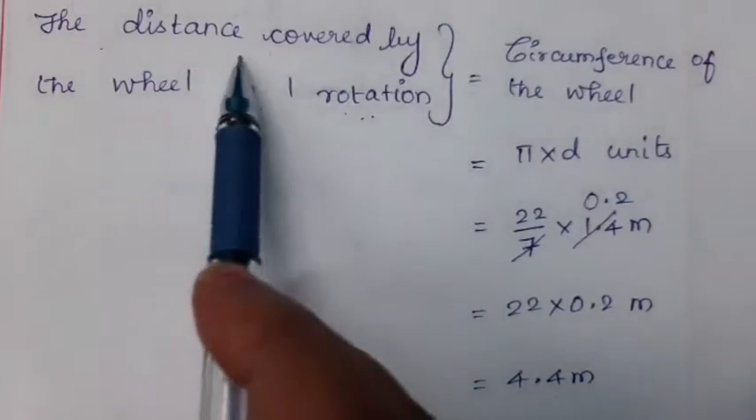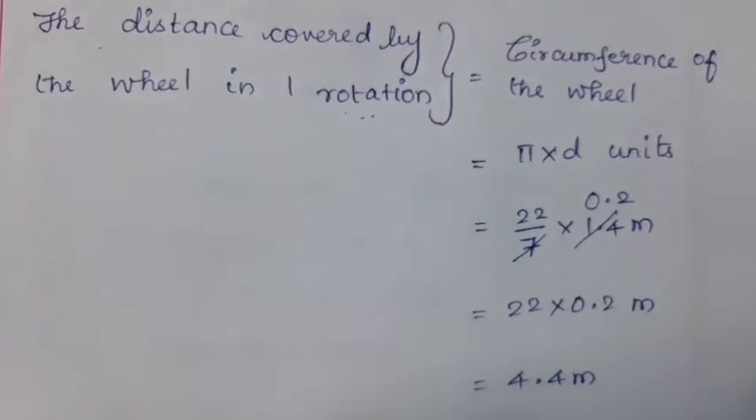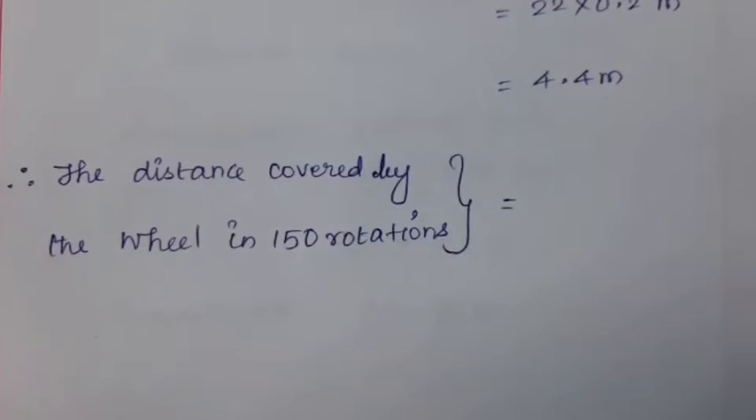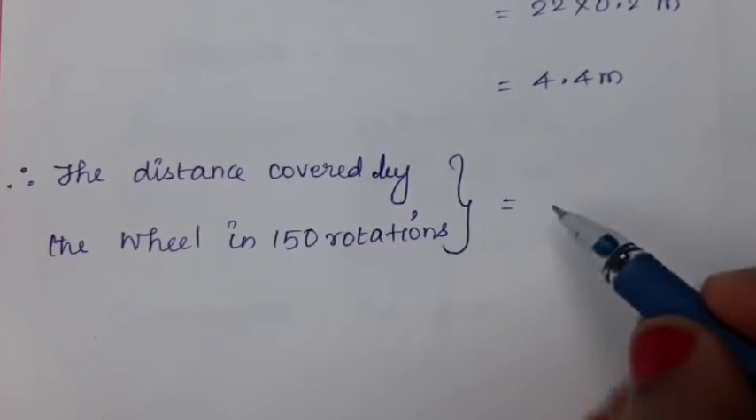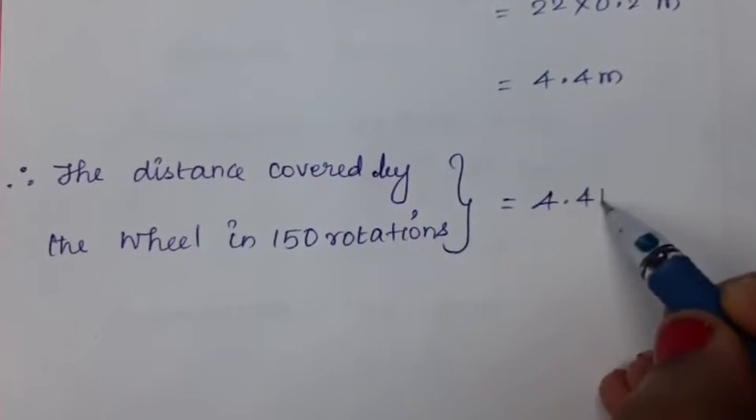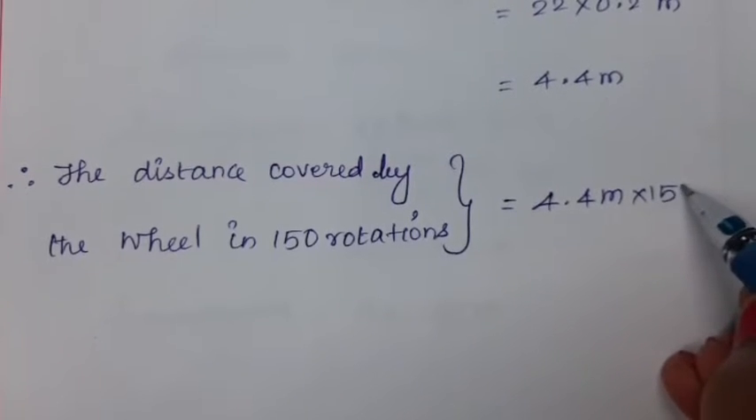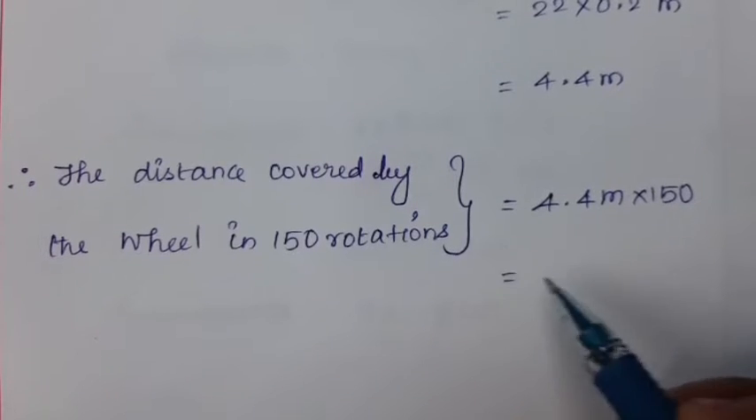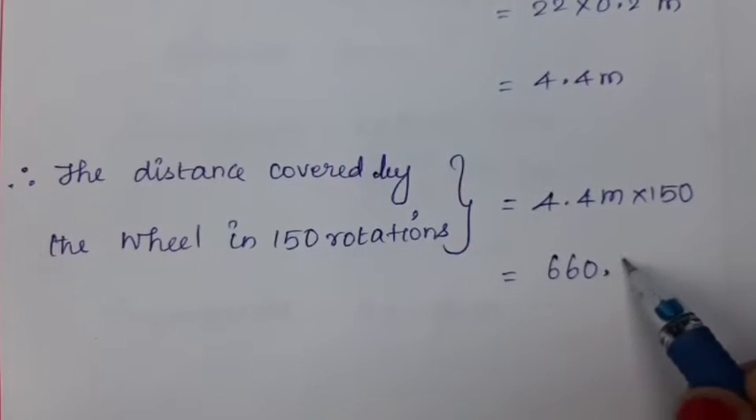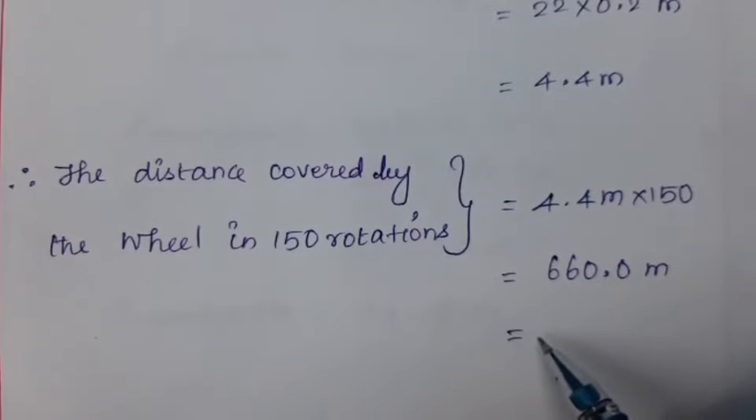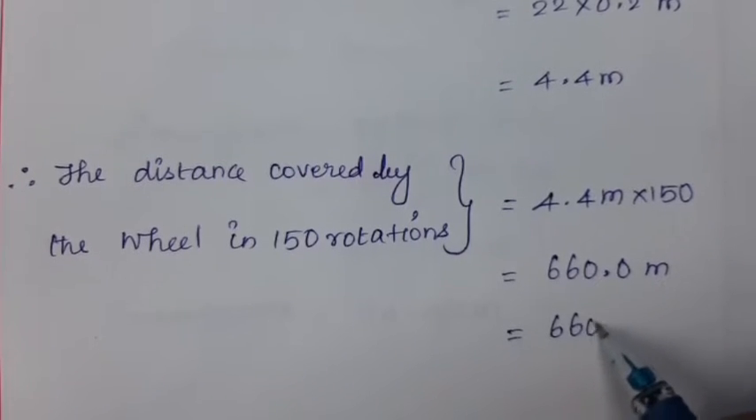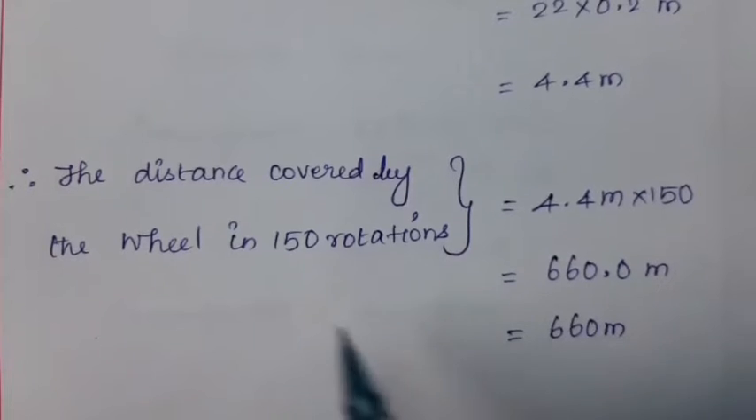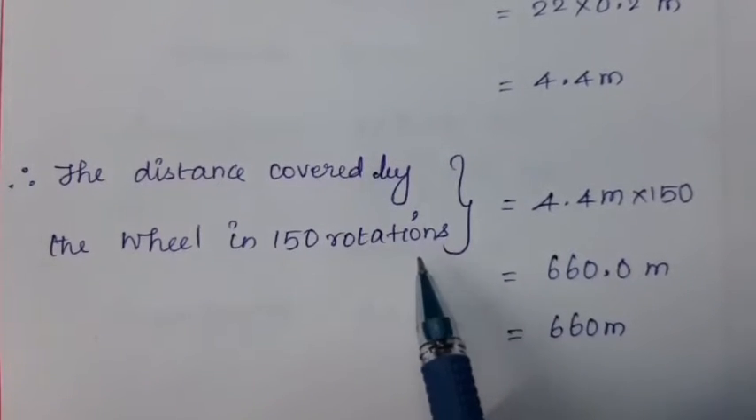To find the distance covered by the wheel in 150 rotations, we should multiply this value by 150. Therefore, the distance covered by the wheel in 150 rotations is equal to 4.4 meter into 150. By multiplying 4.4 into 150, we get 660.0 meter. It can be written as 660 meter, which is the required distance covered by the wheel in 150 rotations.